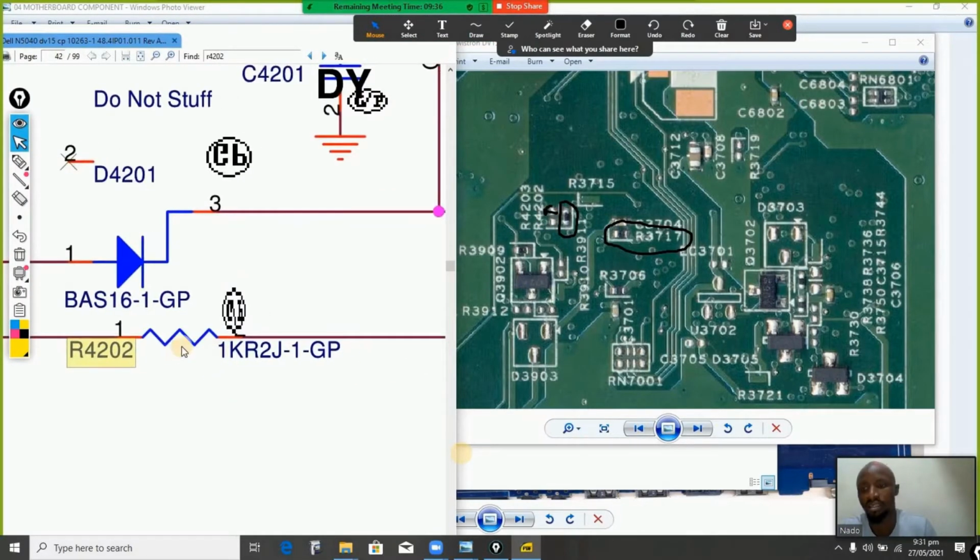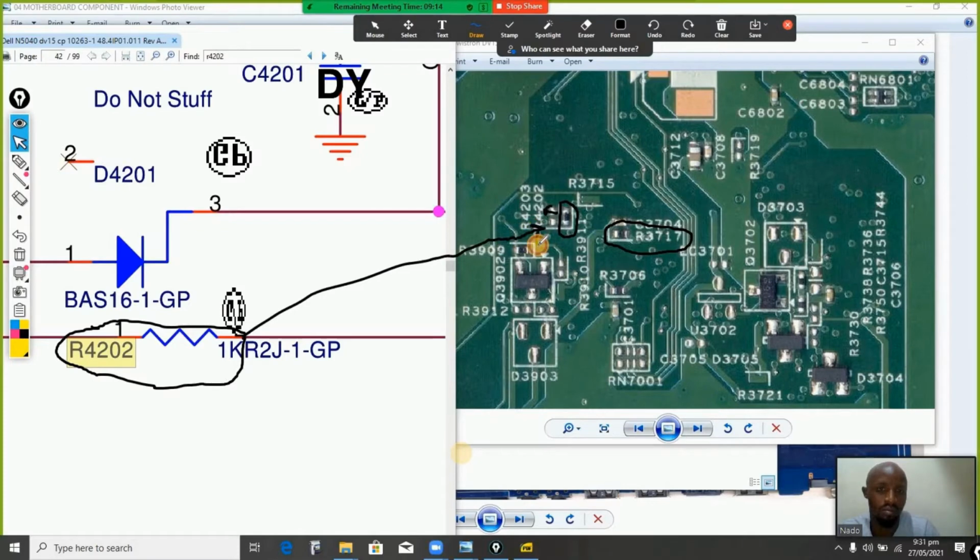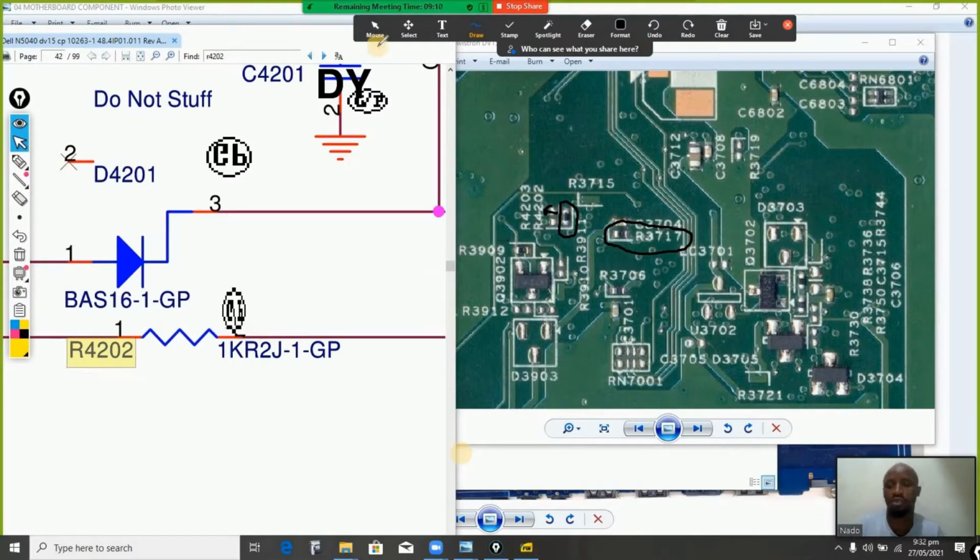The value of this particular resistor is 1K. A 1K resistor. Let me see if I can show you better. This is the location and this is the value here: 1K resistor, for the one we are checking here, R4202. Okay, so for the next component, let's check the value through the location. The location is R3717. So don't forget the first one is 1K.